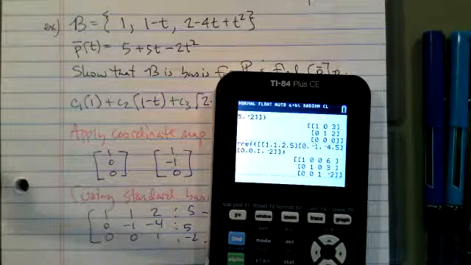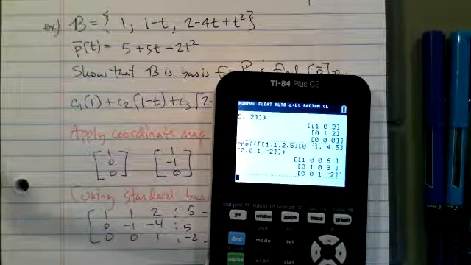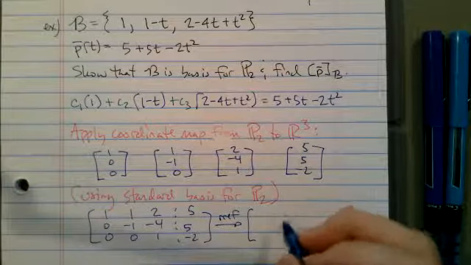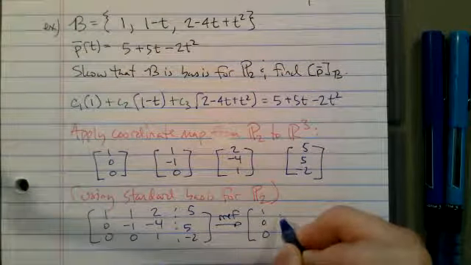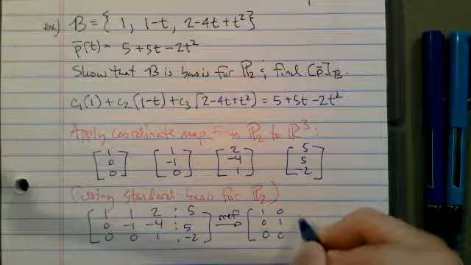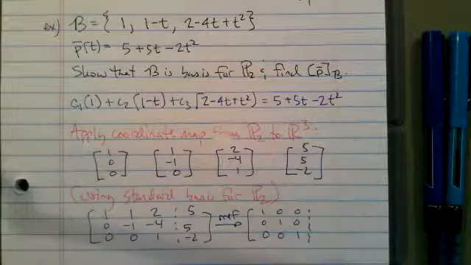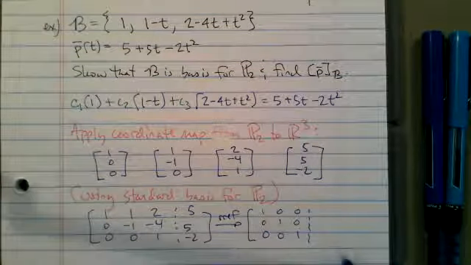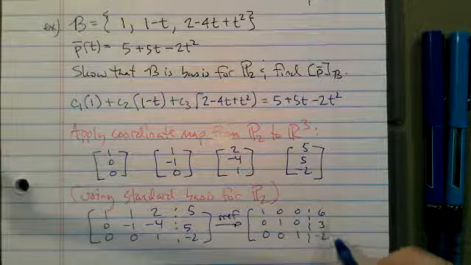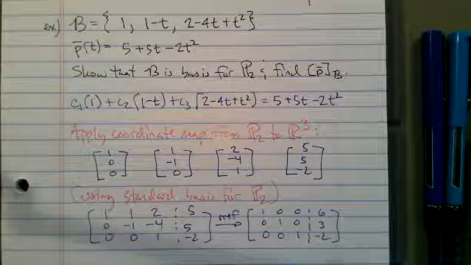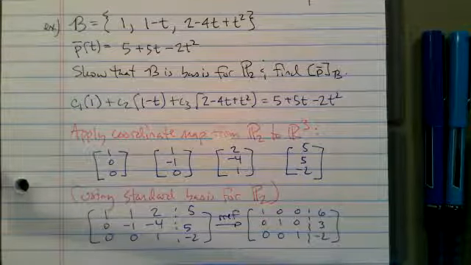I didn't check. Let's see. 1, 1, 2, 5, 0, negative 1, negative 4, 5, 0, 0, 1, negative 2. So there's my augmented matrix, in echelon form. So we can see that the first three columns do in fact form a basis for R3, and so the vectors in B must be a basis for P2. Then the last column tells me how to write the coordinates of p relative to that basis.